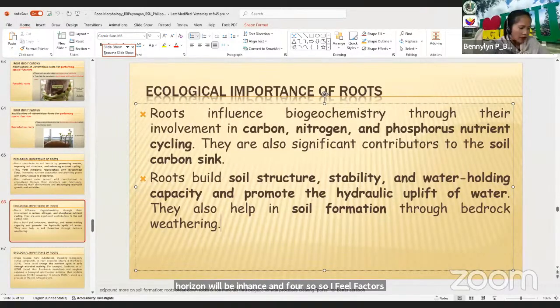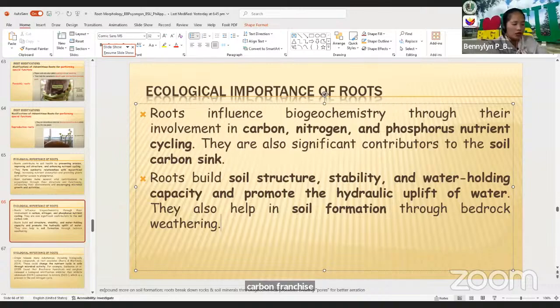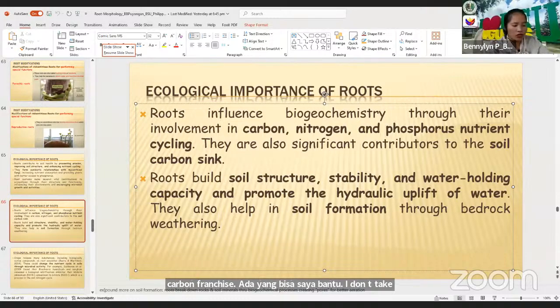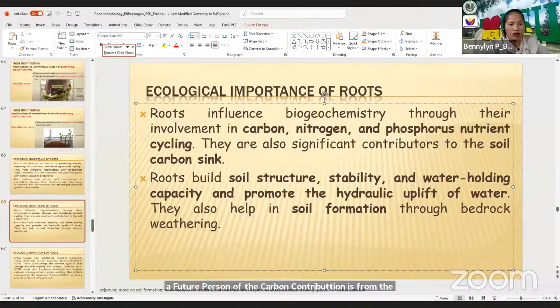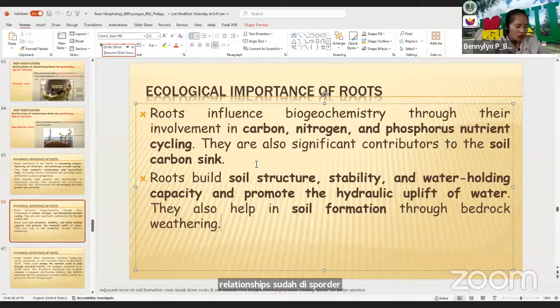By the way, for the carbon sink, accordingly, roots comprise 20 to 25% of plant biomass but contribute 75% of carbon from the plants to the soil in the form of biomass or root exudates. Around 30 to 50% of the carbon contribution is from the exudates that contain organic acids, amino acids, mucilage, and other soluble compounds. So that is for the contribution of roots in the soil carbon sink.